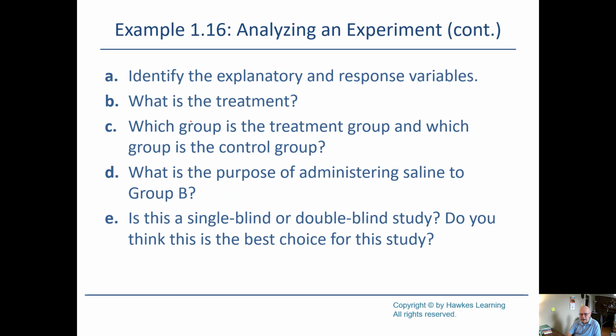If necessary, go back and answer these five questions. What's the explanatory variable and the response variable? What is the treatment? Which group is the treatment group? I think I might have given that away. Sorry. But do you remember? Or do you agree? Could I have made a mistake? What's the purpose of administering saline to Group B? And is it a single-blind or a double-blind experiment study? And do you think that's the best choice for that study?